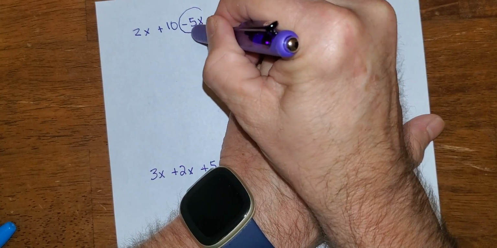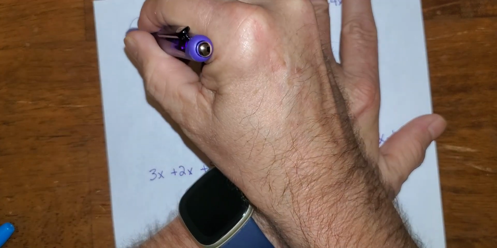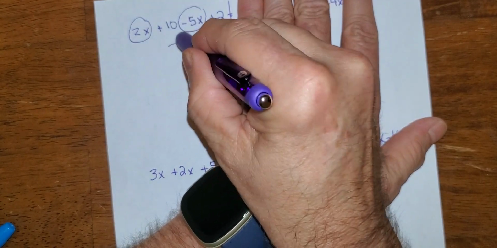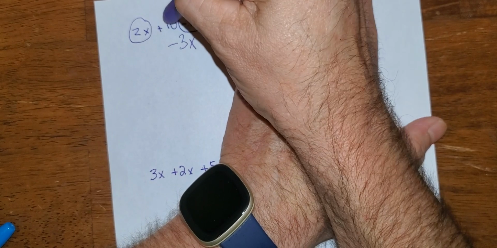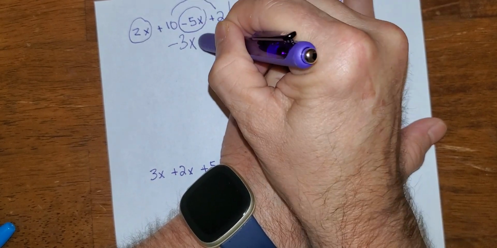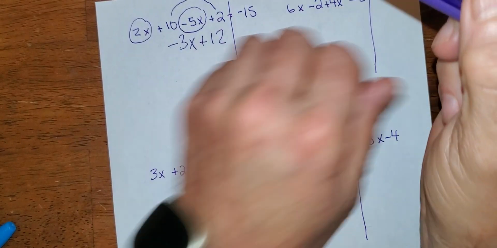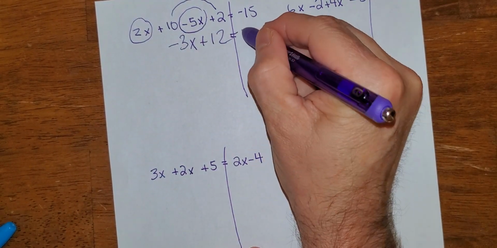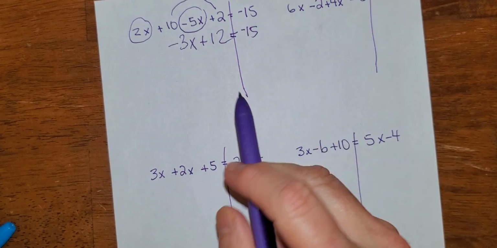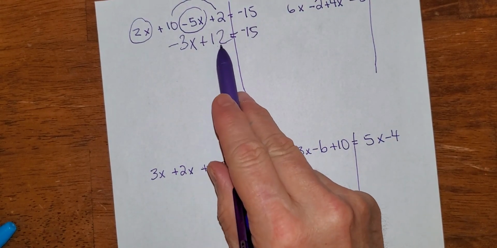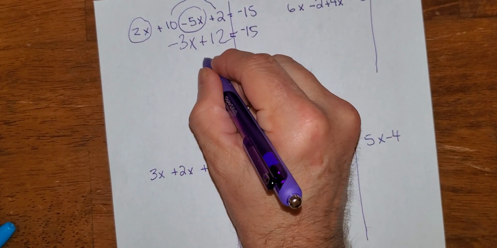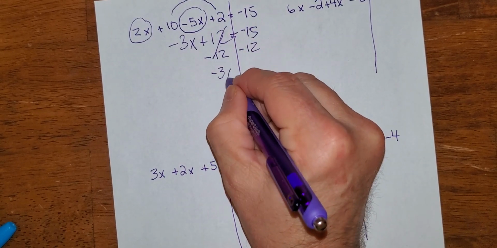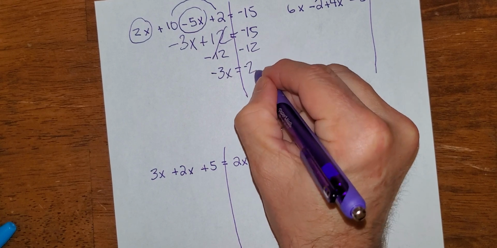Okay? Minus 5x and 2x is how much? 2 minus 5 is minus 3x, okay? 10 plus 2 is 12, okay? So all I did was combine the x's, combine the two numbers, and then I write this down, negative 15, and I work a 2-step equation, right? I get rid of the 12, and then I get rid of the negative 3. So I subtract 12 from both sides, right? That's gone. I get negative 3x is equal to negative 27.